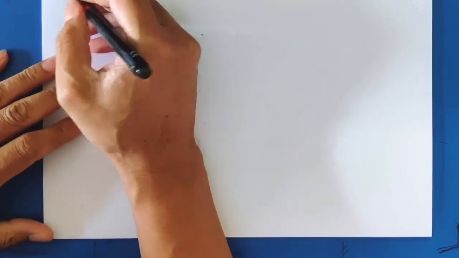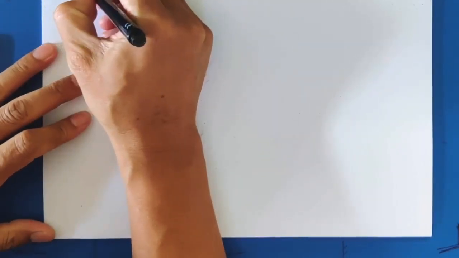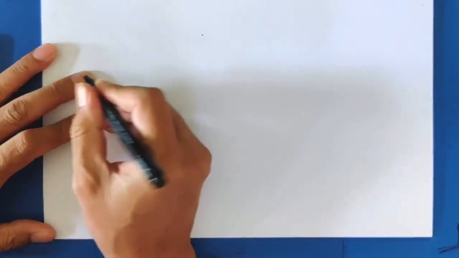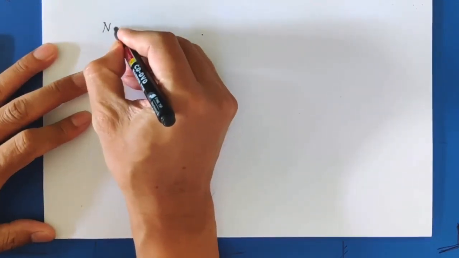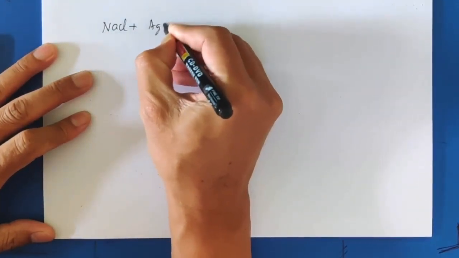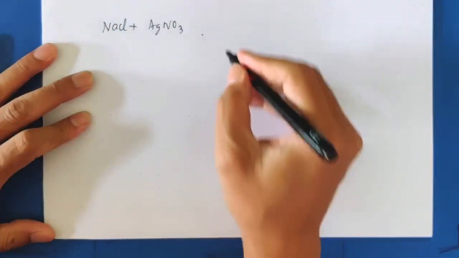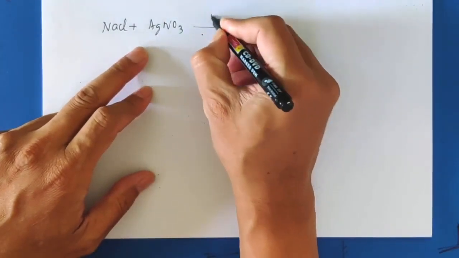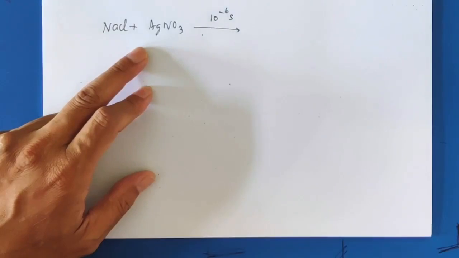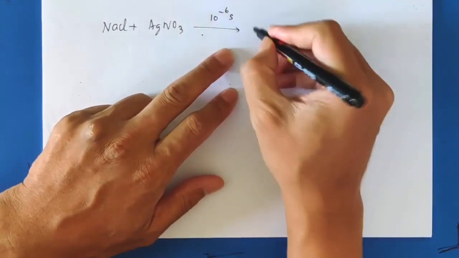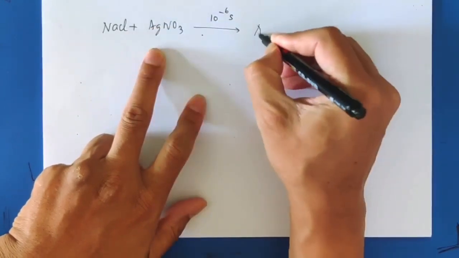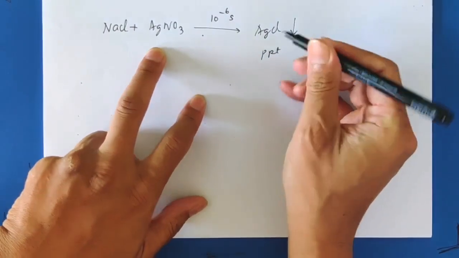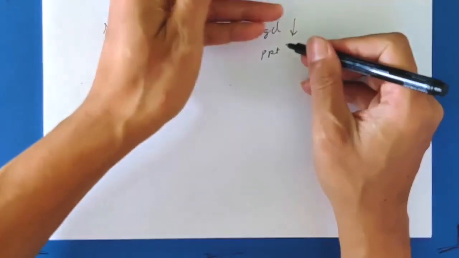Reactions can be very fast. Okay, very fast reactions. For example, sodium chloride plus silver nitrate. In the test tube it happens quickly, in a microsecond, 10 to the power minus 6. Microsecond, what happened? Okay, silver AgCl. AgCl is a precipitate, PPT.